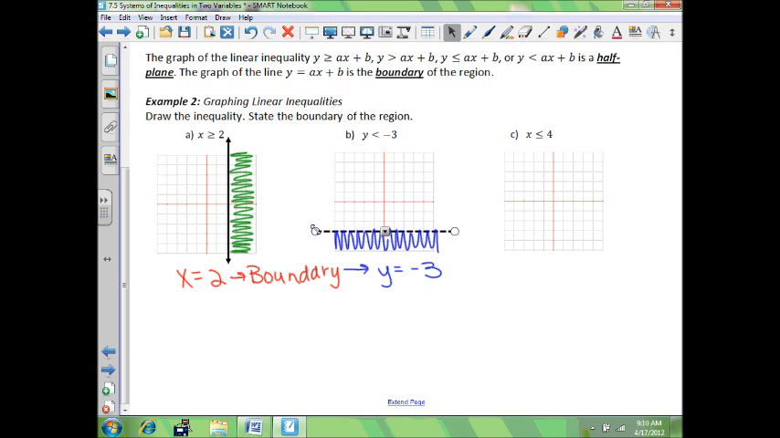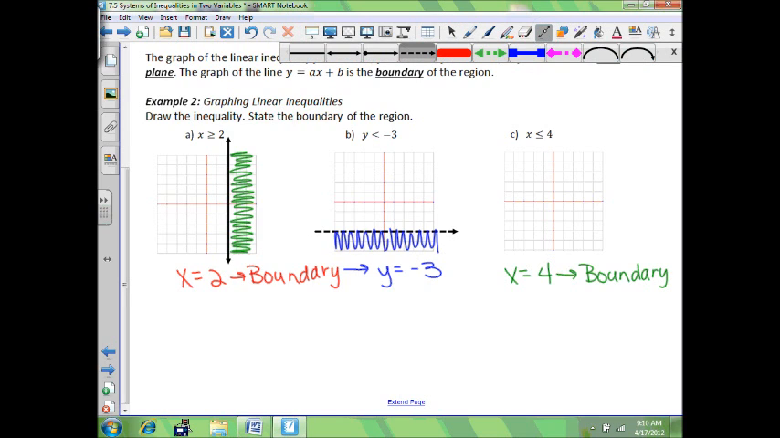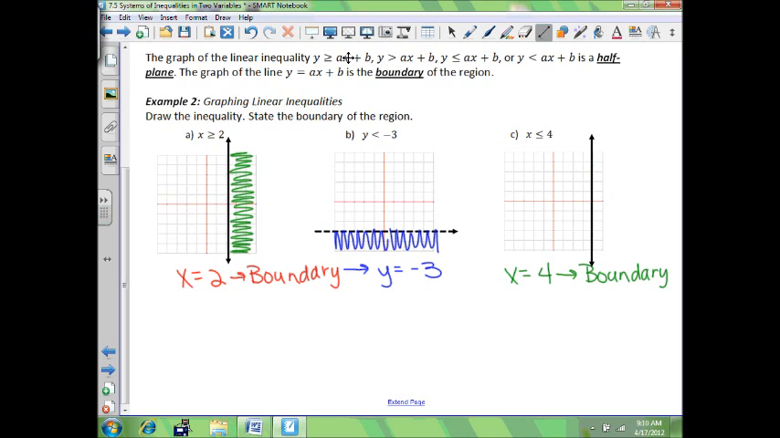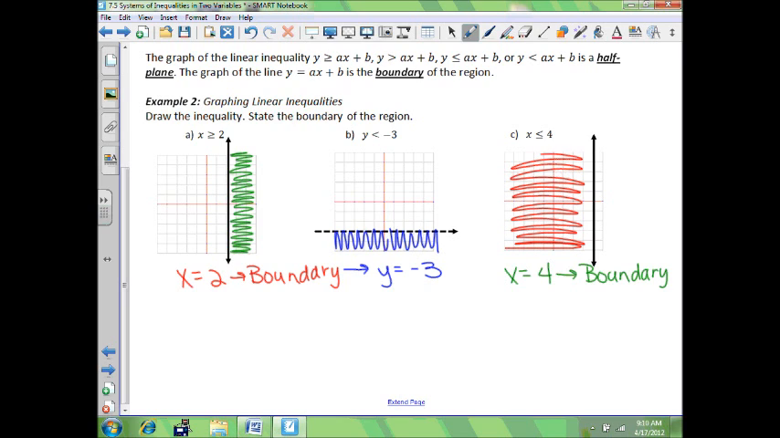Now our boundary for letter C will be x equals 4. And again, this is going to be a vertical line at x equals 4. Now it says less than or equal to -4. That means I'm going to shade this way, because anything less than -4 gets shaded this way.